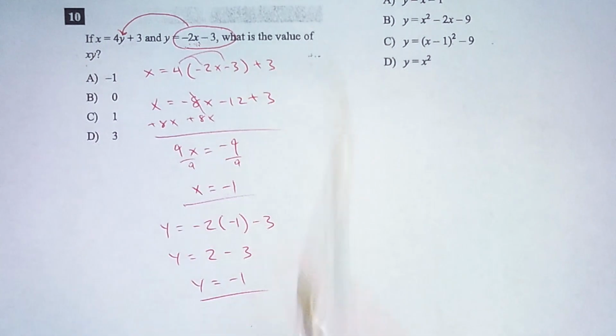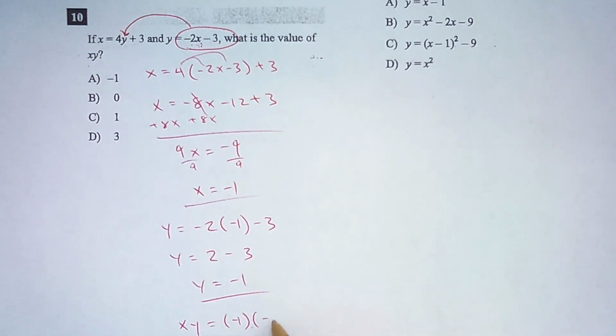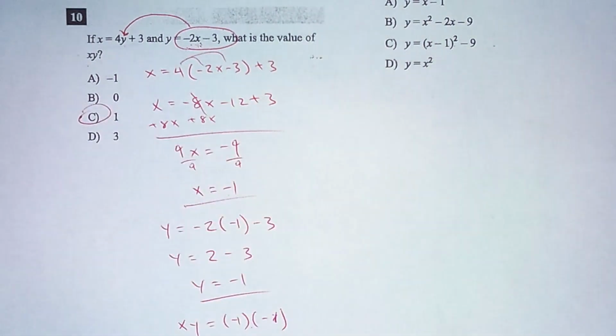Now it says here, what is the value of x times y? X times y is negative 1 times negative 1, which is positive 1, option C.